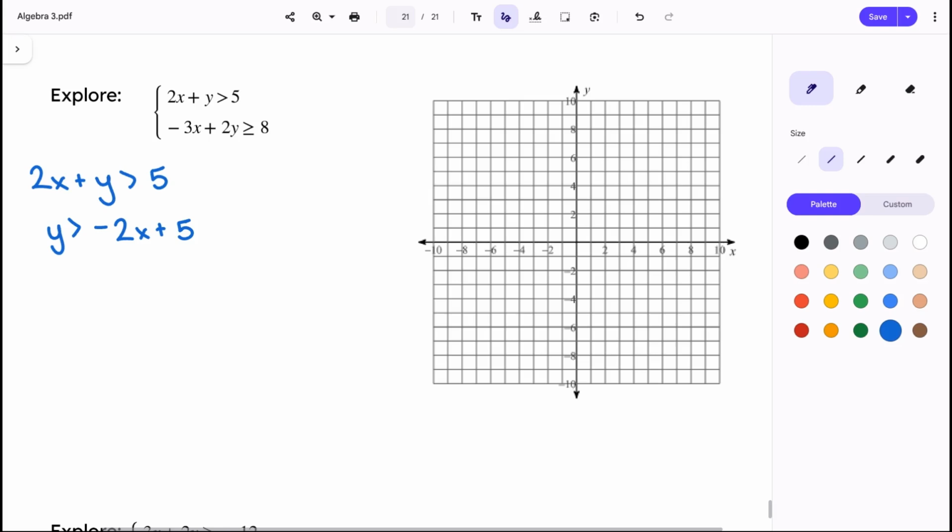So I'm going to start by going up to 5. And then what's my slope of the line? Good, down 2, right 1. Should I have a solid or a dashed line? Good, dashed for this one because you only have greater than. You don't have an equal to sign.